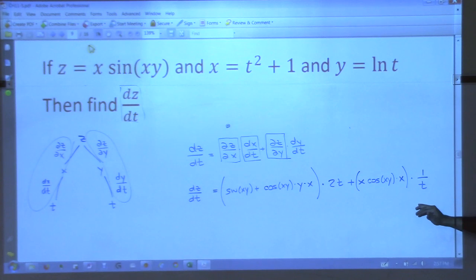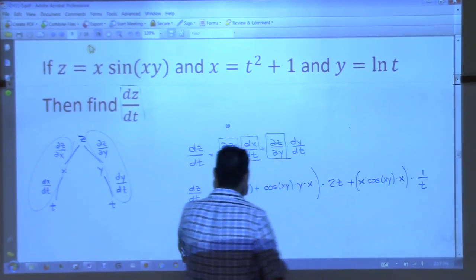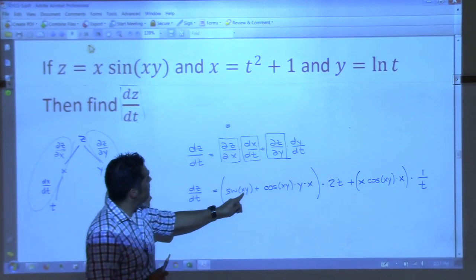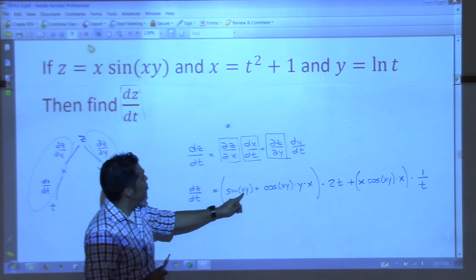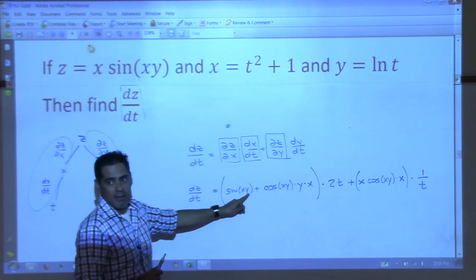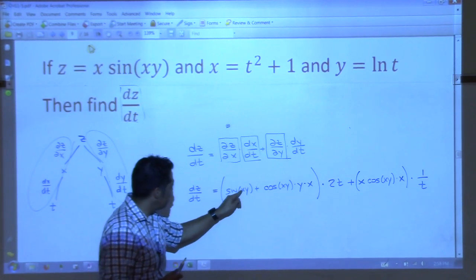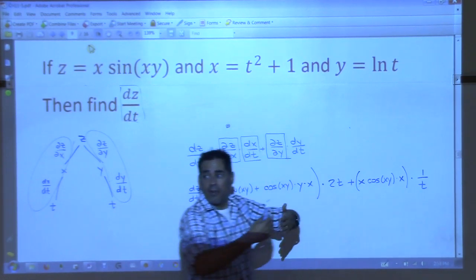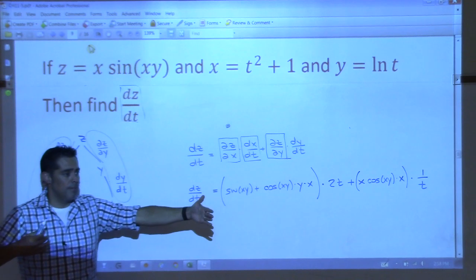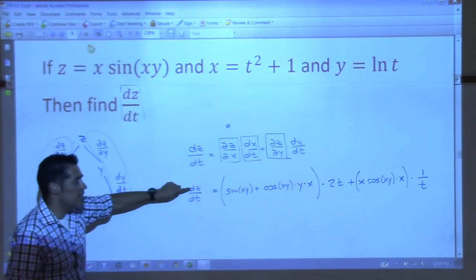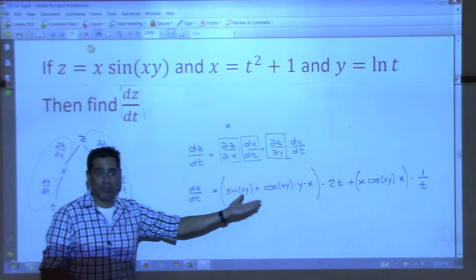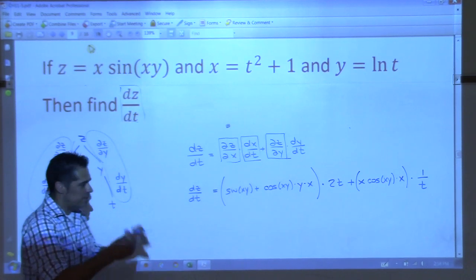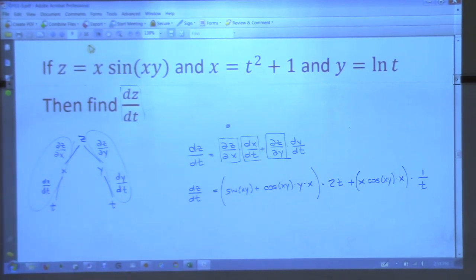The next step, and this step would suck, would be to go back and everywhere you see an x, replace it with t squared plus 1, and everywhere you see y, natural log of t. So you've got to do that here, here, here, and so on. And then everything would be in terms of t, wouldn't it? And then your change in z with respect to t would be a function of t. I'm not going to do that. I trust that everyone could go replace all your x's and y's with that, right?